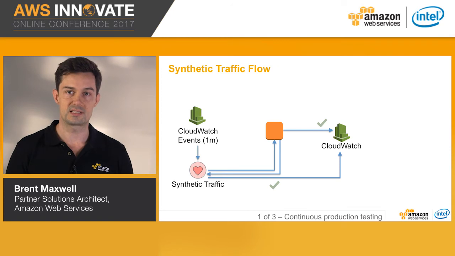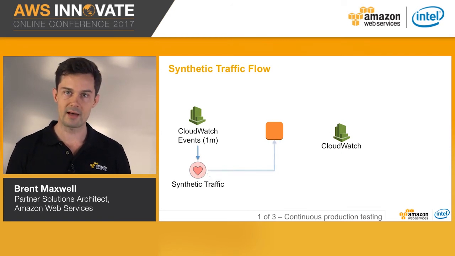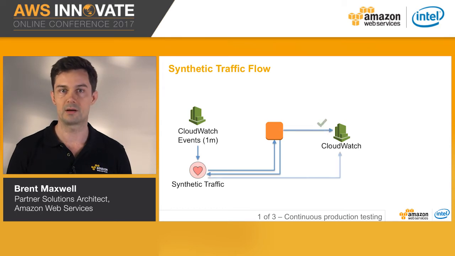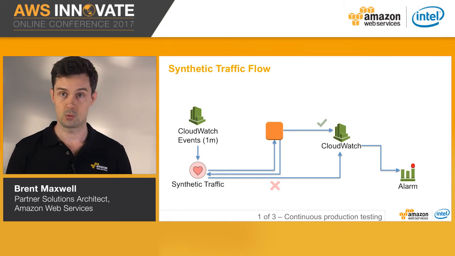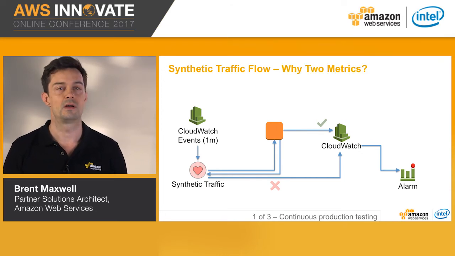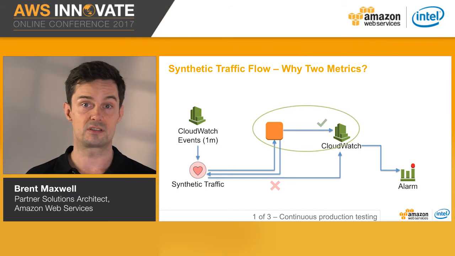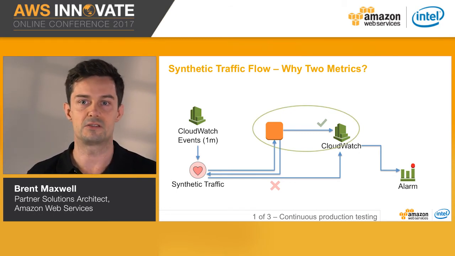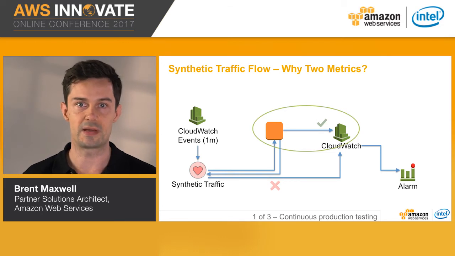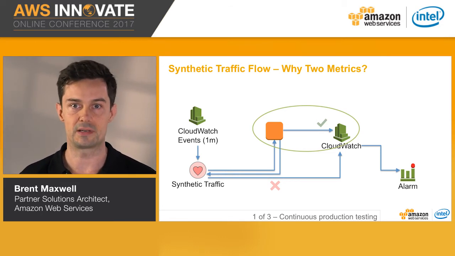We can invoke these tests every minute, and we'll be doing that with CloudWatch Events. And if we have a problem and we have a regression in our business critical functionality, then we can send that message back to CloudWatch and our alarms will fire. So why are there two metric streams? The first metric is just used to validate requests and responses are flowing. That's all. Just that there's no 500 HTTP errors or anything like that happening.